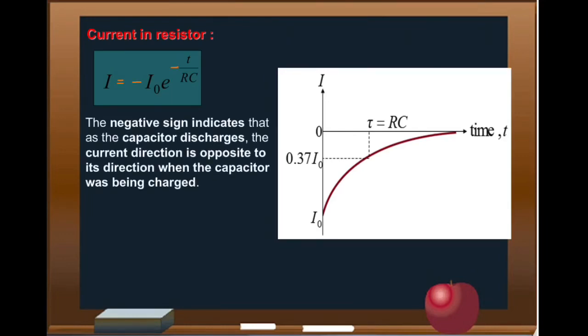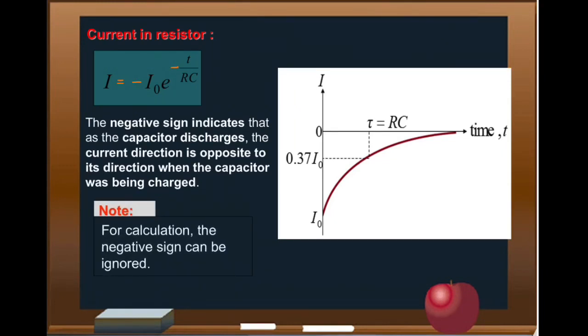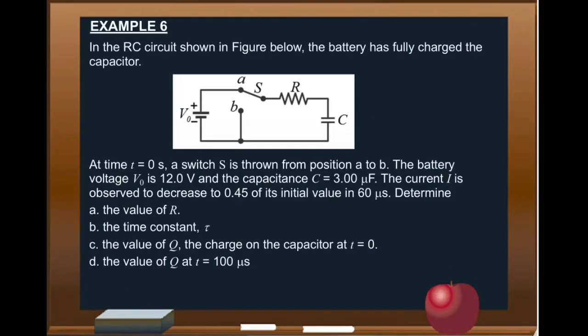The negative sign indicates that as the capacitor discharges, the current direction is opposite to its direction when the capacitor was being charged. And for calculation, you can ignore the negative sign. Okay, for example 6, we have an RC circuit as shown in the figure.